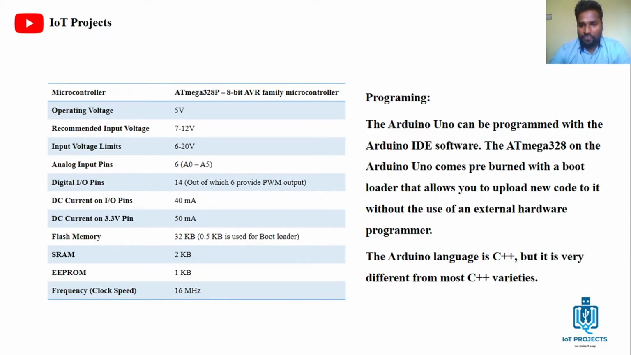Coming to the programming, Arduino Uno is easily programmable using the Arduino IDE software. The Atmega 328 processor makes it very easy to rewrite or provide new code to this board. The Arduino programming language is just like C++, but it's not exactly similar.